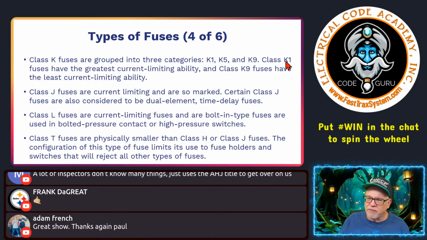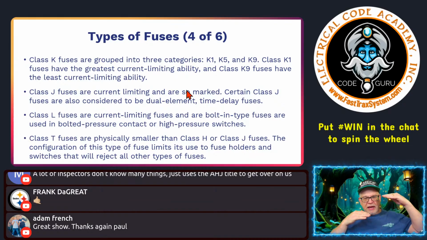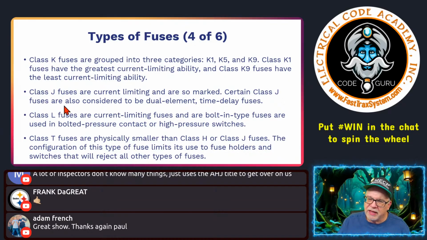The Class K1 fuses have a greater current limiting ability. Class K9, okay, so that's K1. K9 fuses have the least current limiting ability. So in these K classes, that means 1 has the higher range of current limiting ability, and the 9 is on the lower scale, okay? It's not as current limiting as a K1 would be.